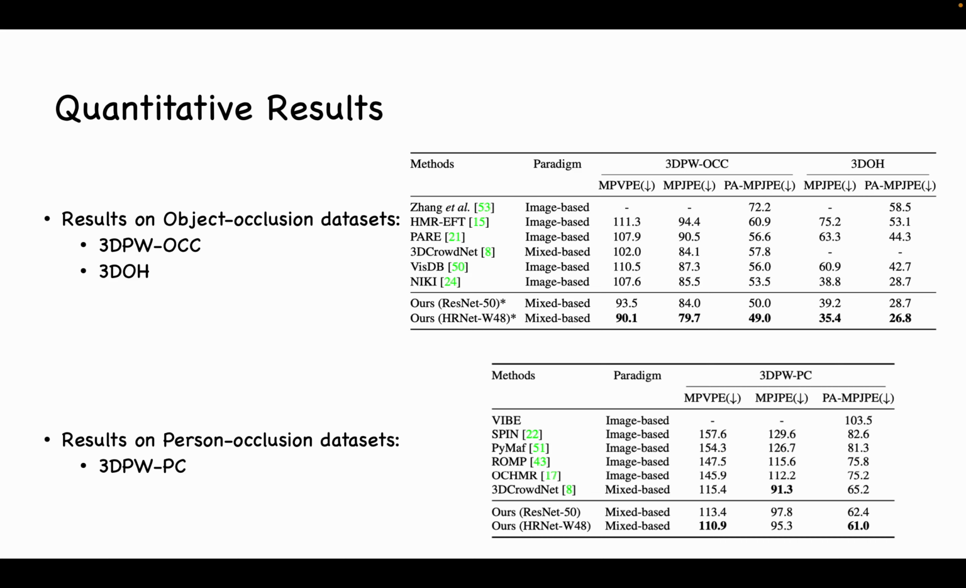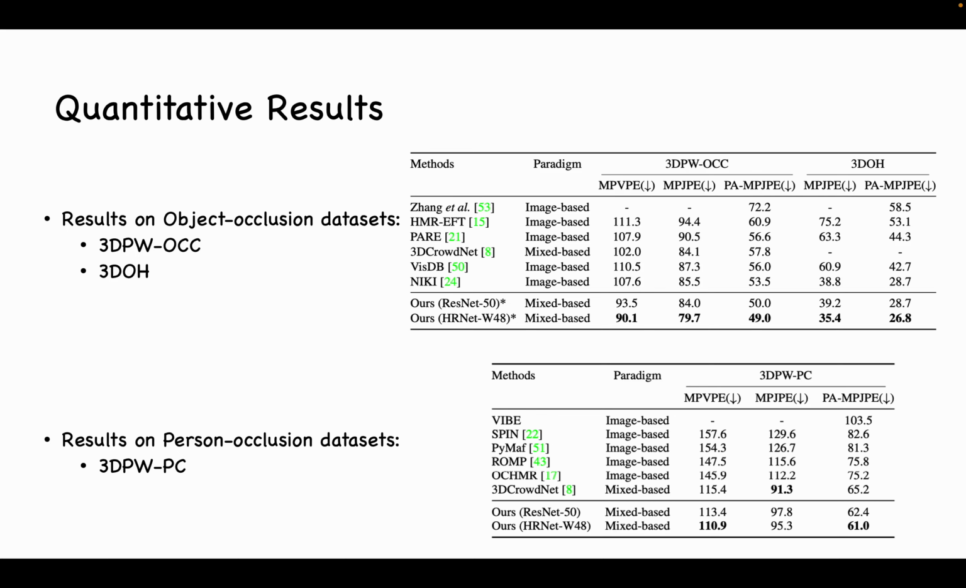Here we also show the performance comparison on occlusion-specific datasets. As you can see, on 3DPW OCC, PostoMETRO with HRNet backbone outperforms other SOTA methods, including those targeted for occlusion scenarios, such as PEAR and NICI. On 3DOH, a similar superiority can also be observed. These results on different datasets show the robustness of our model under the challenge of object occlusion.